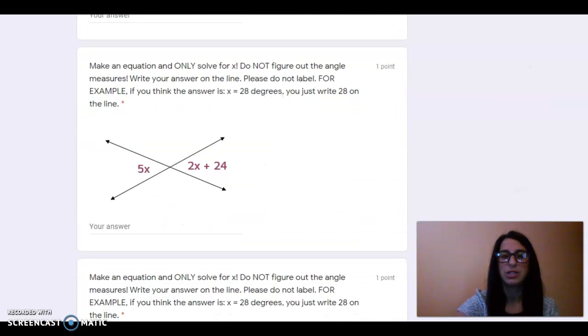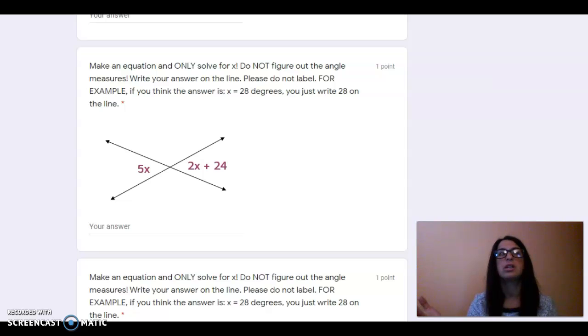All right, next question. Make an equation and only solve for x. You are not substituting in. So let's say your answer you get is 15. You're not substituting in 5 times 15 and then 2 times 15 plus 24. You're not actually solving the problem to get the angle measurement. You just want what x equals.